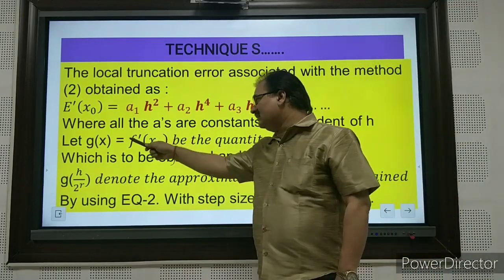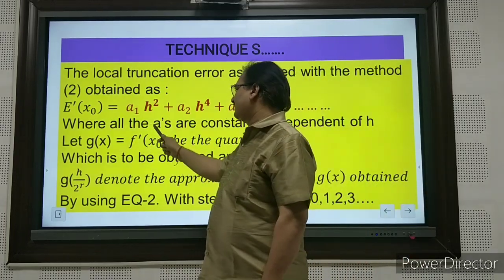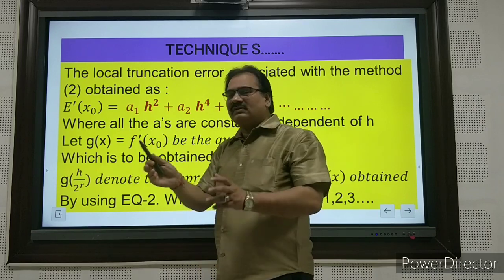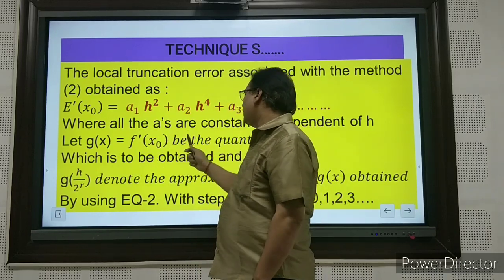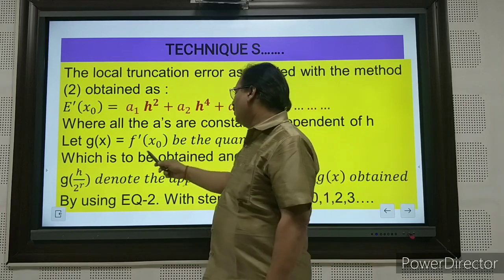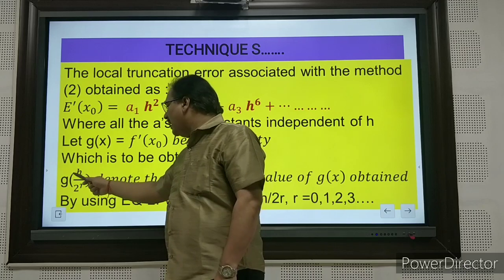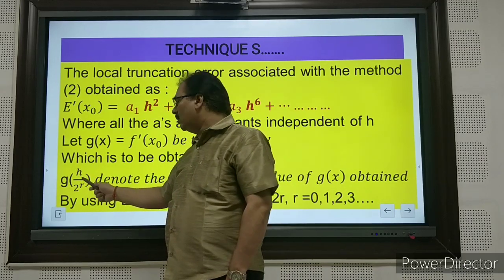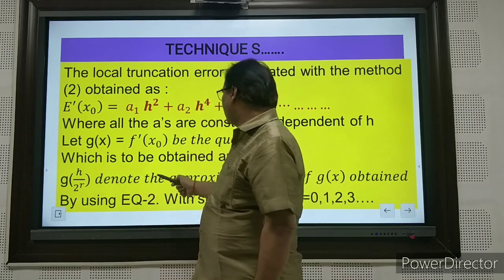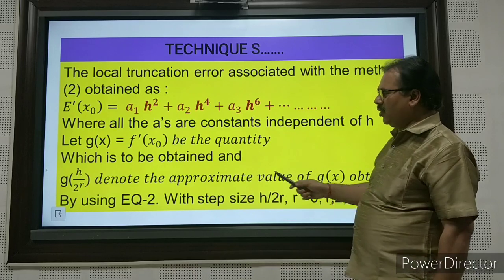Now let us consider another function, that is gx is equal to f dash x naught, because this is the derivative, so this is again a function of x. So gx is equal to f dash x naught be the quantity which is to be obtained, and g of h by 2 raised to power r, mind it, denote the approximation value of gx. Mind it, this is a very important sentence.